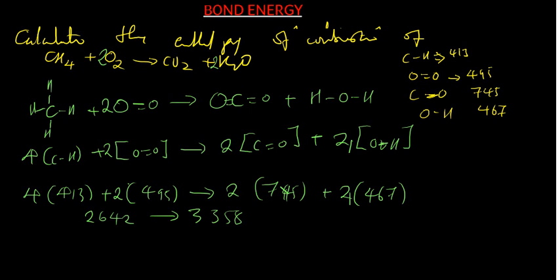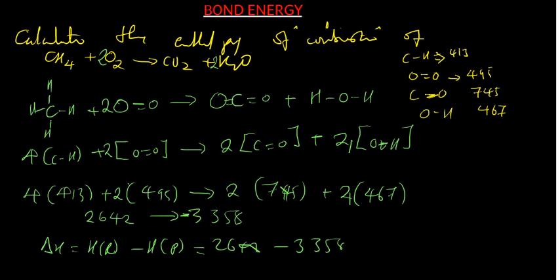So that is 3358. Remember, this is supposed to be negative because it is bond formation, and so the enthalpy will be equal to the energy of the reactants minus the energy of the products. The reactants we've got 2642, and the products we've got 3358. So 2642 minus 3358, okay, that is supposed to give us negative 716 kilojoules per mole.